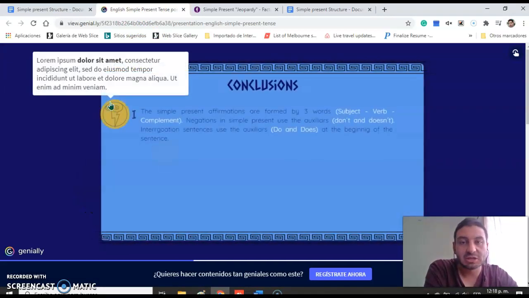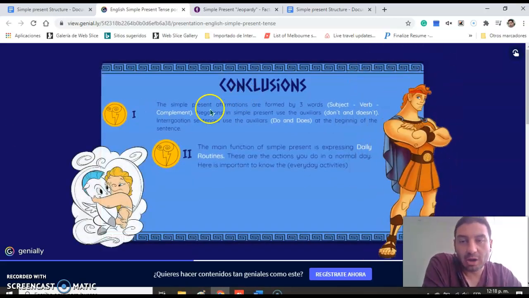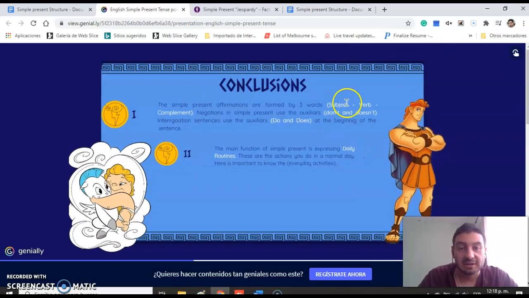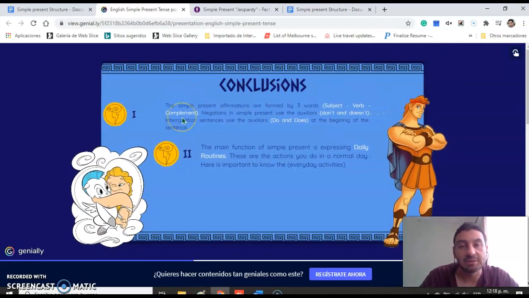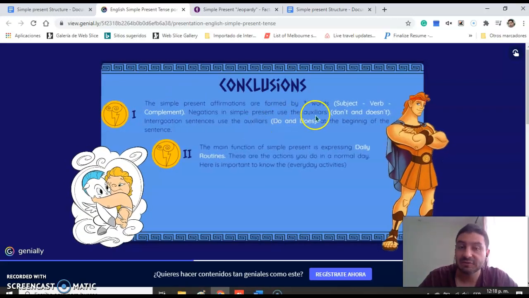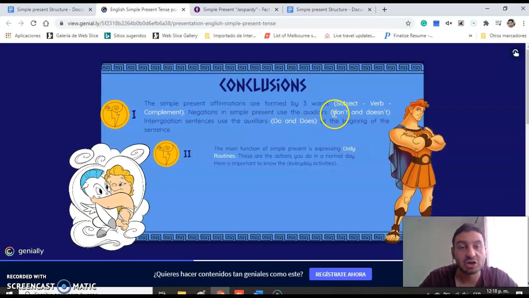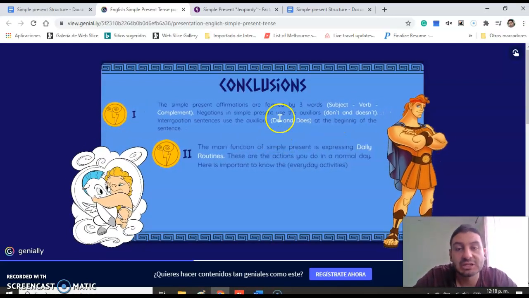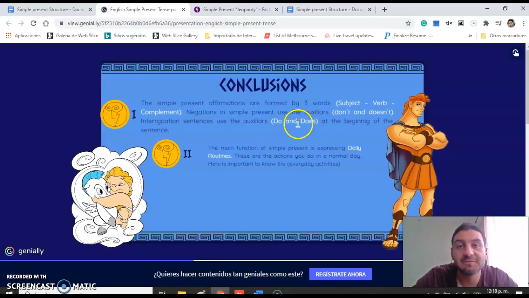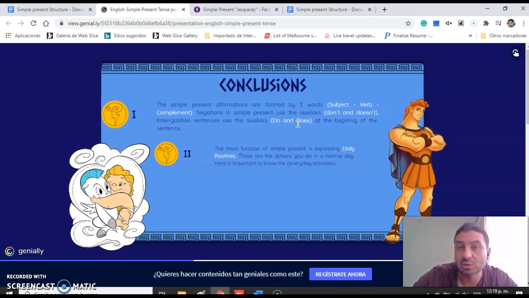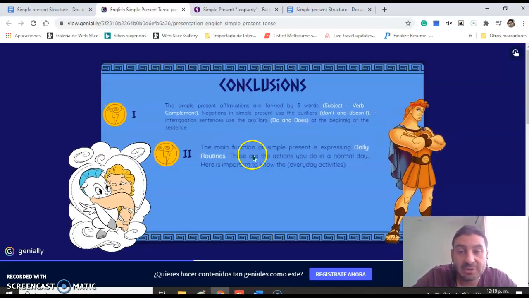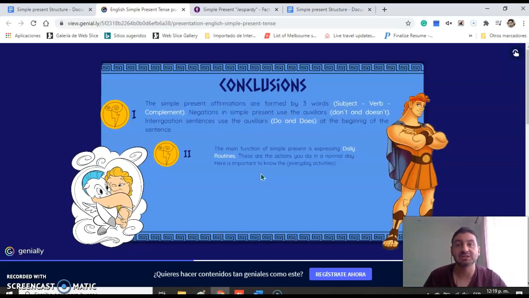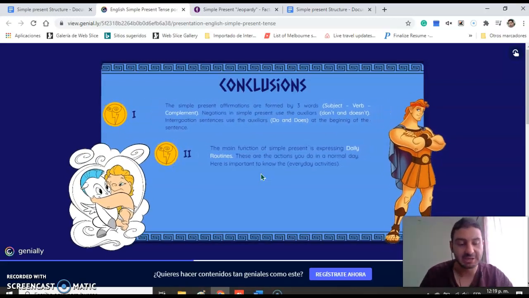We're going to see two important conclusions. Conclusion 1. The simple present affirmations are formed by 3 words: subject, verbs, and complement in affirmative. We have to use the auxiliaries don't and doesn't if we are saying negations in simple present. And finally, the auxiliaries do and does are used for interrogations, for asking questions in simple present. Now, the main function of simple present is expressing daily routines. That's the main function of simple present, expressing the actions that we usually do every day.